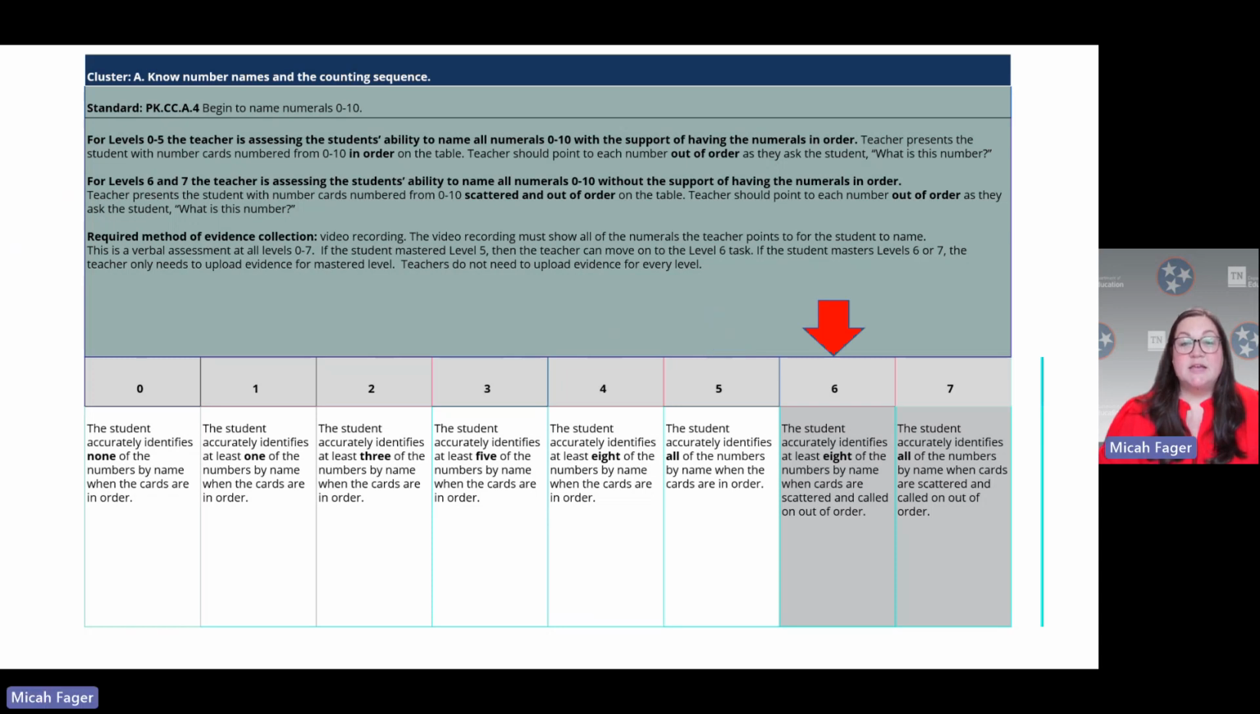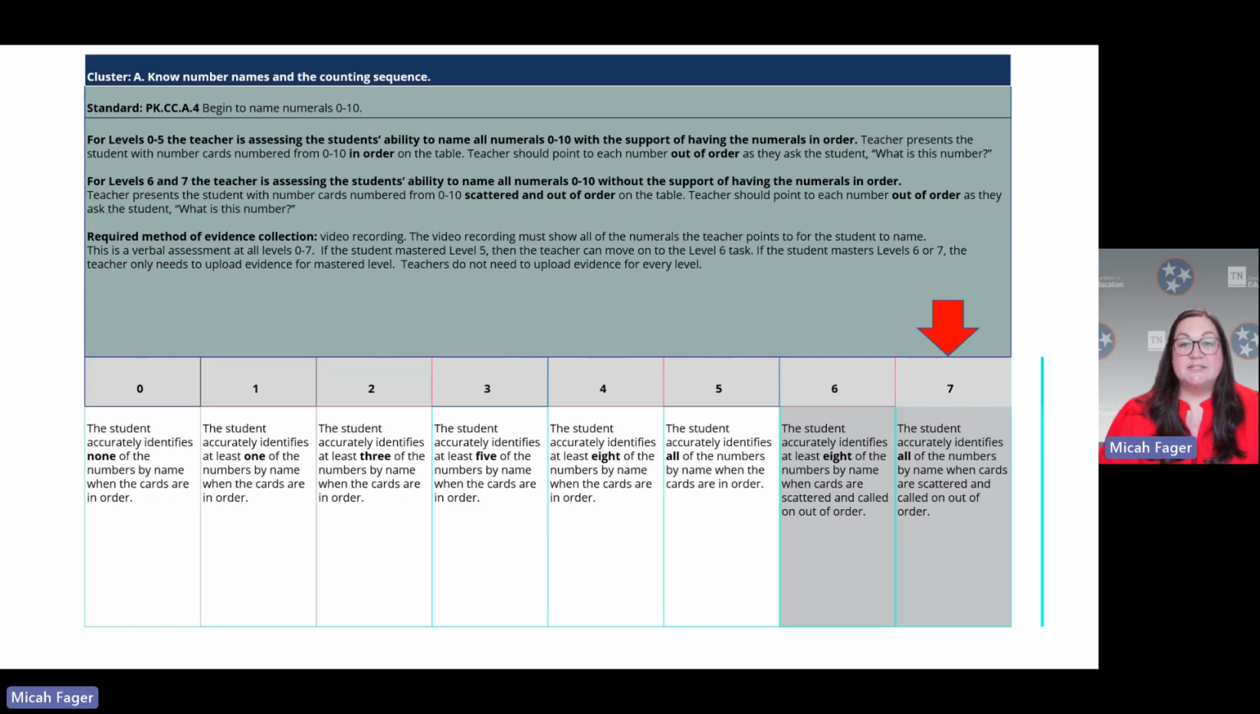For level 6, the student is able to accurately identify at least 8 of the numbers by name, but the cards are scattered and out of order. The student work receives a level 7 if the student is able to identify all of the numbers when the number cards are scattered on the table out of order.